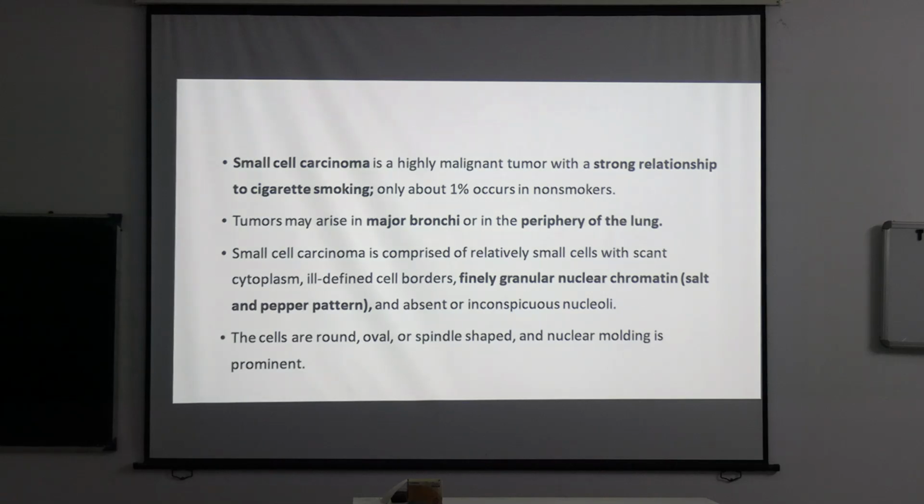Now small cell carcinoma. Small cell carcinoma is a highly malignant tumor with a strong relationship to cigarette smoking, with only about 1% occurring in non-smokers. The tumor may arise in major bronchi or in the periphery of the lung. Small cell carcinoma is composed of relatively small cells with scant cytoplasm, ill-defined cell borders, and finely granular nuclear chromatin. That is called salt-and-pepper chromatin. Nucleoli are absent or inconspicuous.